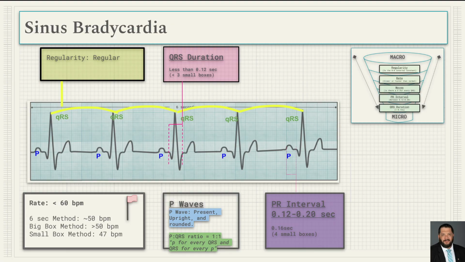We'll flag that portion of it and move on to the rest as we note that it's below the intrinsic firing rate. Are there P waves present, upright, and rounded? Indeed. The P to QRS ratio is still 1:1. Excuse me, the PR interval is between 0.12 and 0.20. Our QRS duration is less than 0.12 seconds. This is an otherwise normal sinus rhythm with a rate less than the intrinsic firing rate. That is sinus bradycardia.